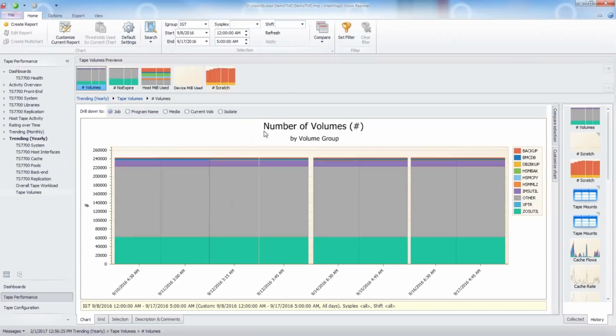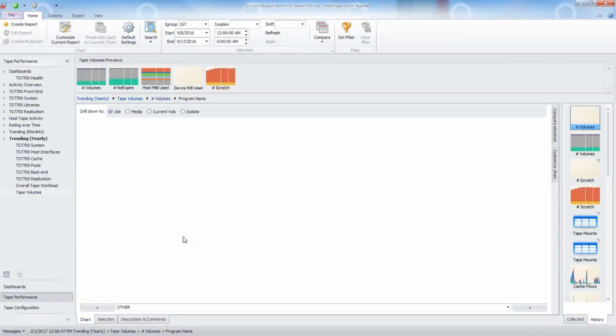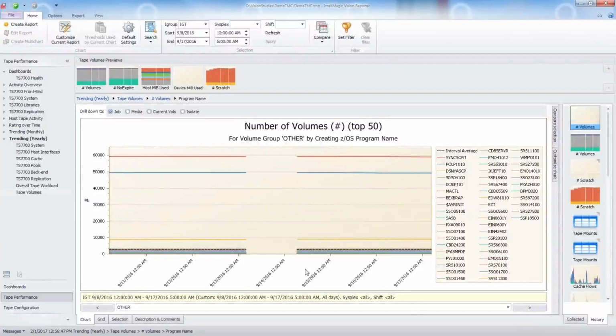So here's the actual volumes that I have available to me, and I have almost 250,000 volumes in this particular environment. The largest use of volumes is actually in a group called Other. Now, one of the things I can do is a drill down where I say, all right, I want to see what Other looks like, and it will give me characterization then of all the different programs that are used in this Other. And I see sync sort as one of the larger programs that's in use.